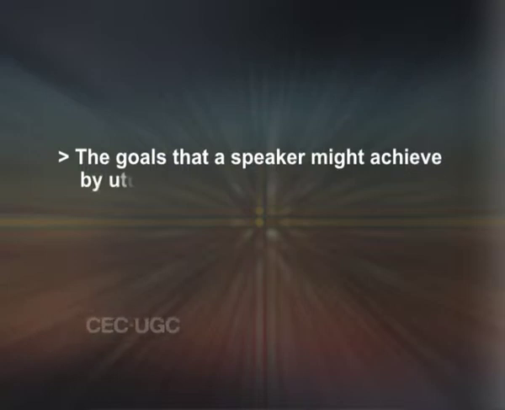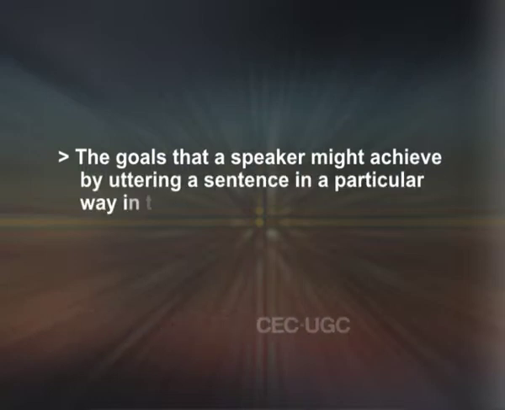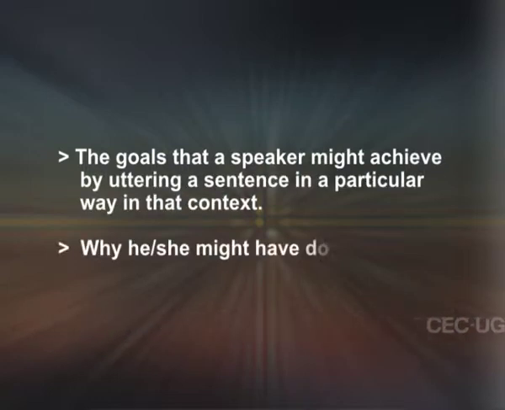As a result, special attention is made to analyze the goals that a speaker might achieve by uttering a sentence in a particular way in that context and why he or she might have done so. Thus, what a speaker means is often explained by the speaker's intentions. It is based on the idea that the speaker wants the hearer to respond in a certain way and thus to get the hearer to respond in that particular way. However, there may be cases in which these intentions have nothing to do with the meaning of the sentence.